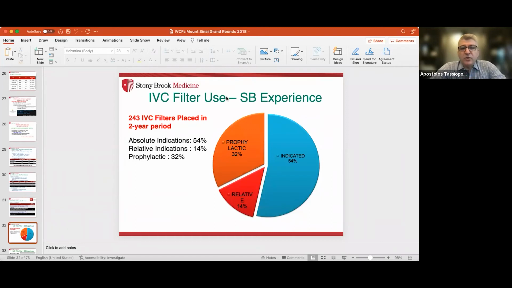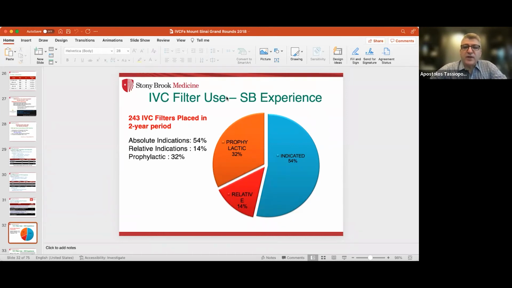About 10 years ago, we looked at the IVC filter use in our own institution. We came up with some interesting conclusions. We looked at a 2-year period where 243 inferior vena cava filters were placed in our hospital. And what we found out was that only 54% of them had absolute indications, about 14% had relative indications, and prophylactic use was in 32% of these people.